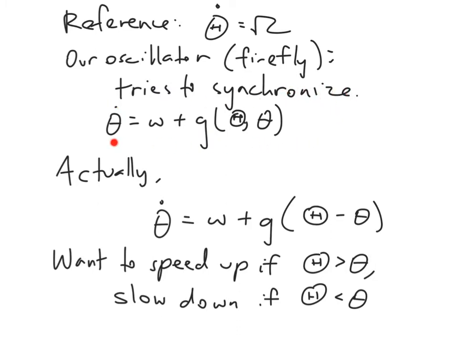And we're going to say that the frequency of the firefly is whatever its natural frequency is, plus some function that depends on both its own phase and the phase of the reference oscillator. And actually, specifically, it's going to be that its frequency is its baseline frequency plus some kind of catch-up frequency based on the phase difference between our oscillator and the reference oscillator. And so we want our oscillator to speed up if the reference oscillator is ahead, and we want our oscillator to slow down if the reference oscillator is behind.